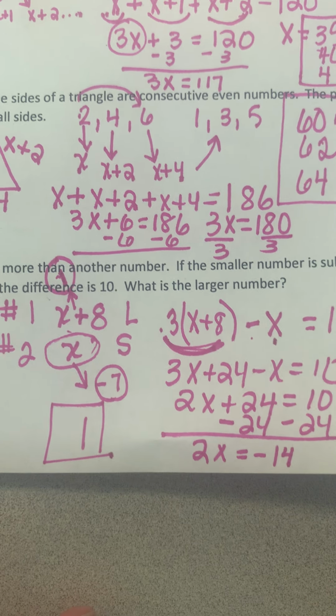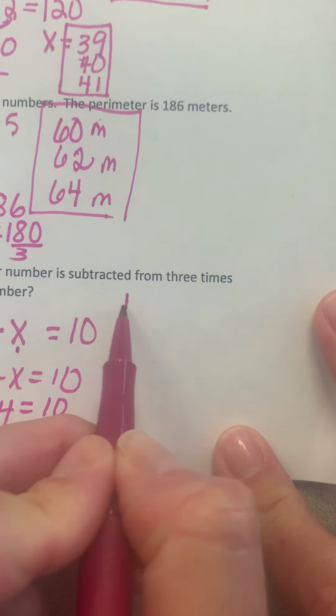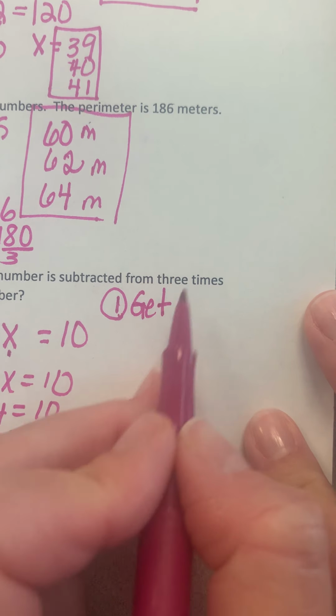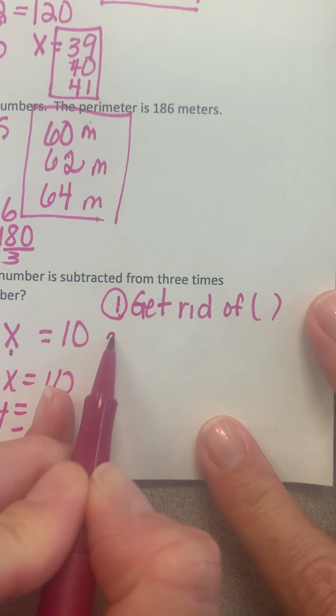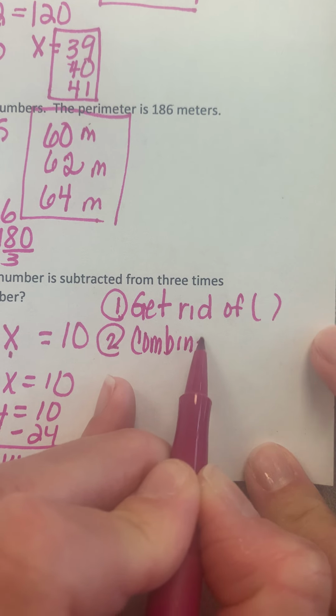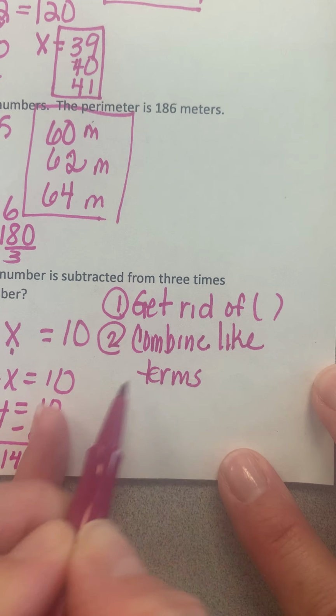Okay? So in solving multi-step equations, you may want to write this down. The first thing you want to do is get rid of the parentheses. Distribute, right? Combine like terms. And then solve the 2-step.